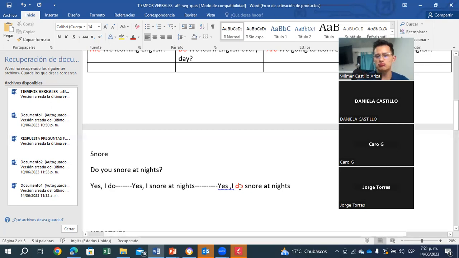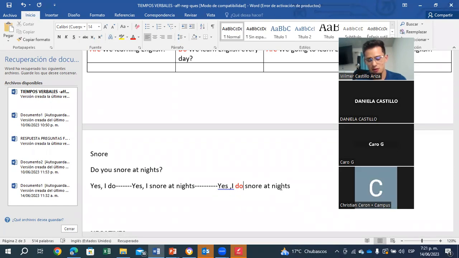I mean, should we use "do" in this long answer or not? What do you think about that? Teacher, how do you say... como, ¿cómo digo? Redundant. Repetitivo, ¿no? So you are saying that in this case, we shouldn't use that "do". Okay, what about the rest?